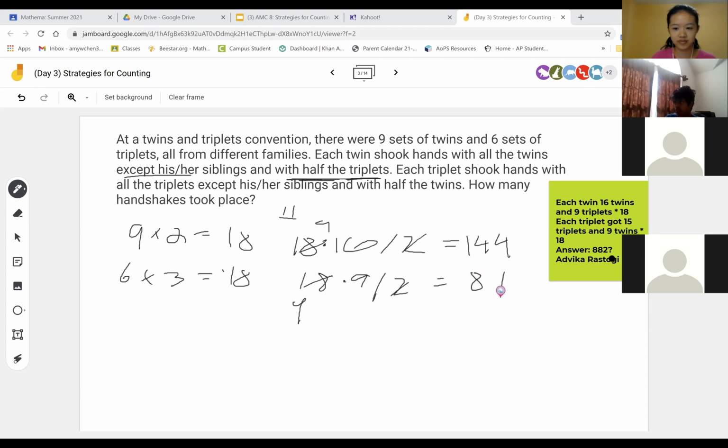Now for the triplets. Oh, sorry, my battery is running low. All right, I had to do something really quickly. Okay, so I'm going to continue on.